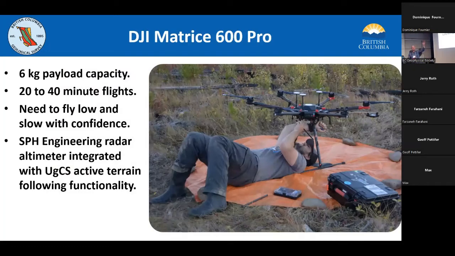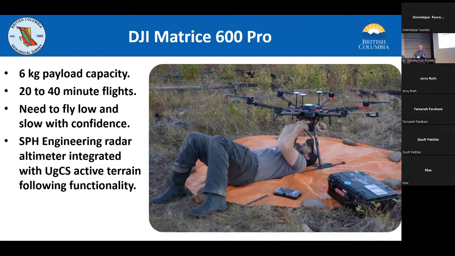So the M600 really was the workhorse last summer. It's an exchangeable payload RPAS, can carry up to 6 kilogram payload. Flight times vary from 20 to 40 minutes, all dependent on the payload that you're carrying. And what we recognized very early on in the project, and people have already spoken about this, is the need to fly low and slow with confidence.